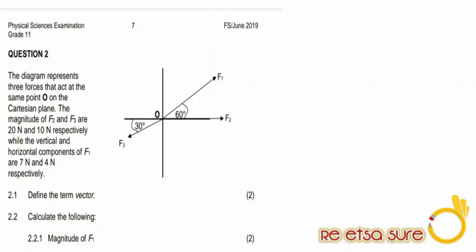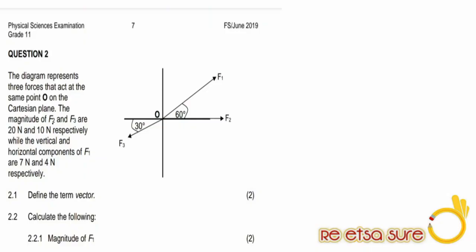Question 2. The diagram represents three forces that act at the same point on the Cartesian plane. The magnitudes of F2 and F3 are 20 Newton and 10 Newton respectively, while the vertical and horizontal components of F1 are 7 Newton and 4 Newton respectively. Before we go back to the questions, I would like us to draw the free body diagram using the components method. Or before that, I would like us to put the values next to the forces that are provided on our diagram.